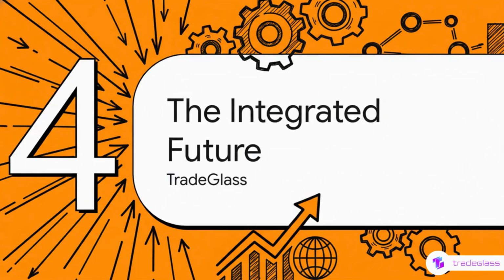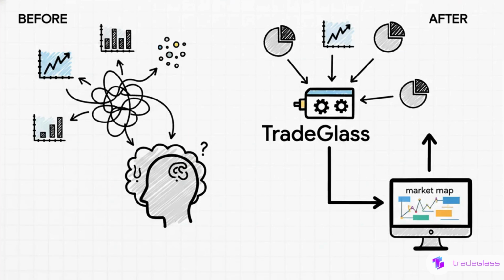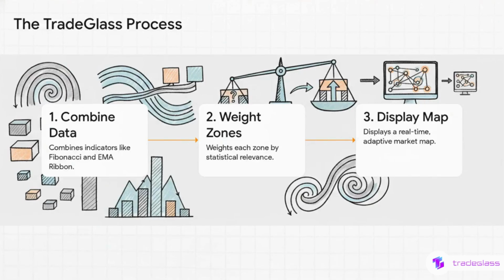Okay, so using these tools one by one is powerful stuff. But the real future, the real magic, is in integration. So let's take a look at how advanced platforms are doing this, and we'll use a system called TradeGlass to really show you what I mean. So here's the key idea. Instead of you having to stare at 4 different indicators on your screen and try to piece it all together in your head, what if a platform could do all that heavy lifting for you by combining all that data automatically?